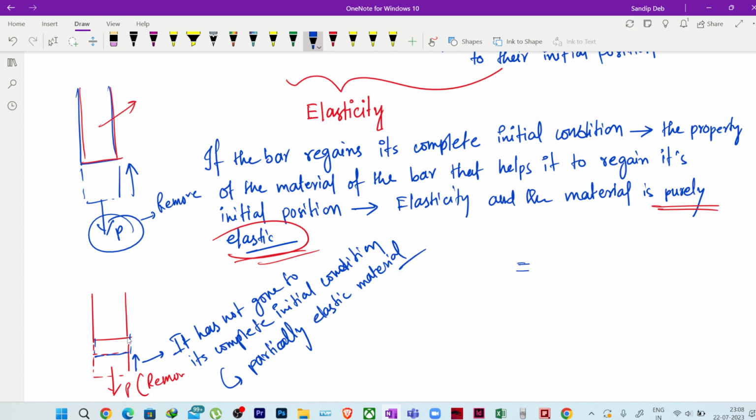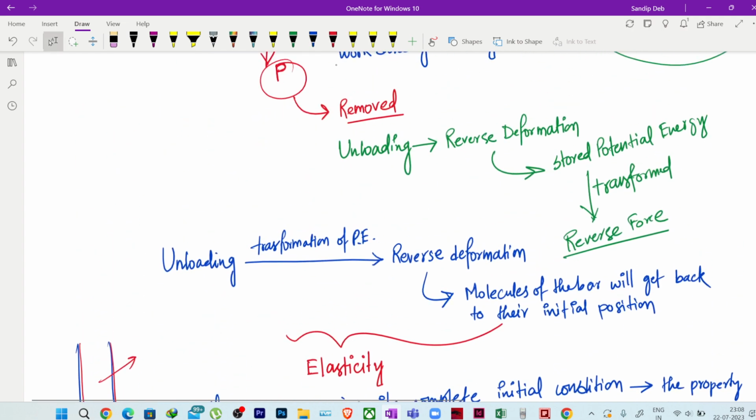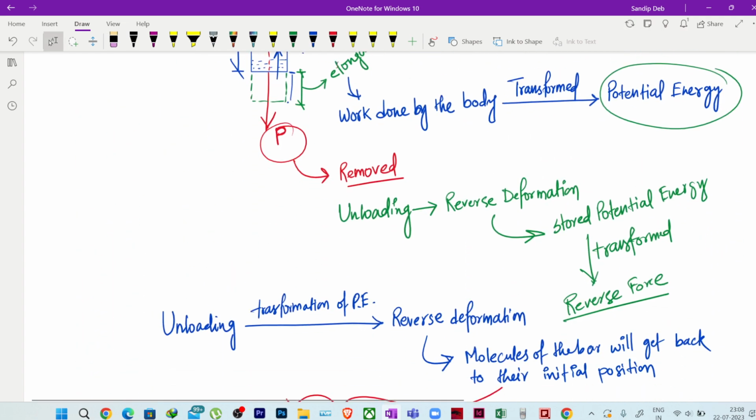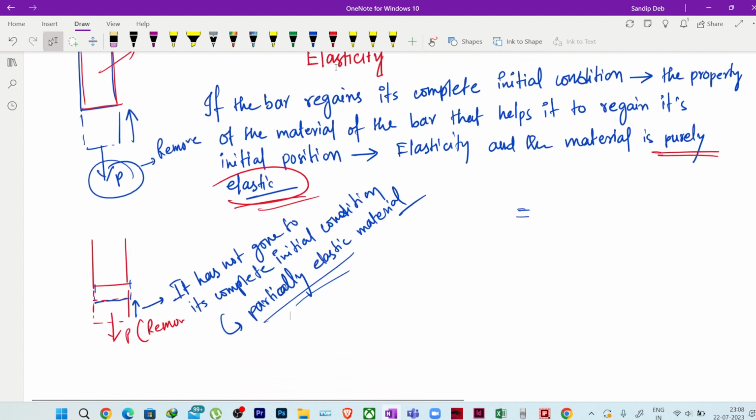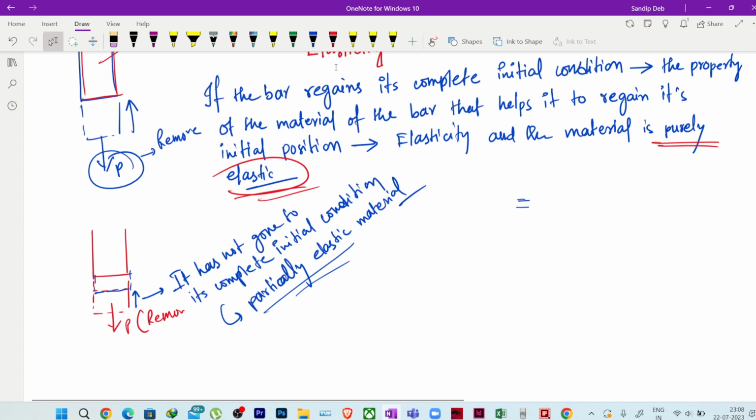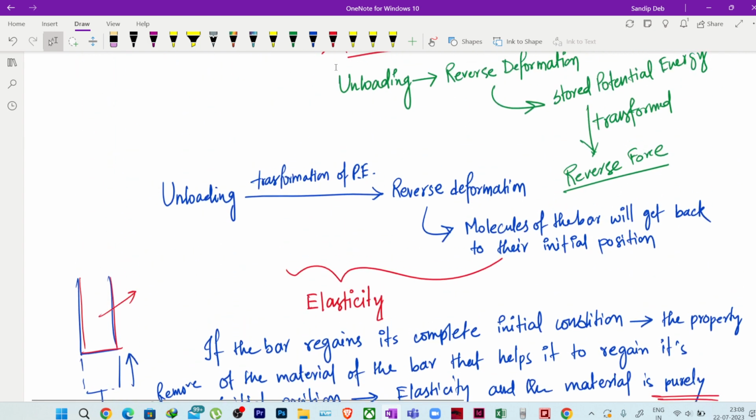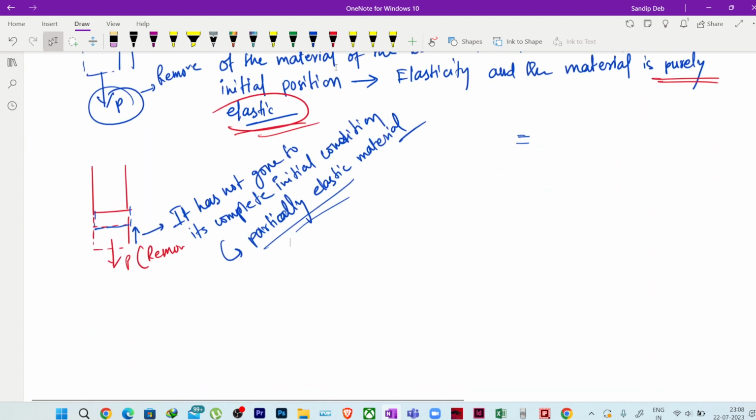So basically, in case of partially elastic materials, when you are loading it, it will be transforming the work done to potential energy. And when you are unloading it, it will not achieve its exact position, because during deformation, due to the work done, some heat or some other energy has also been generated, which is dissipated, which is okay.